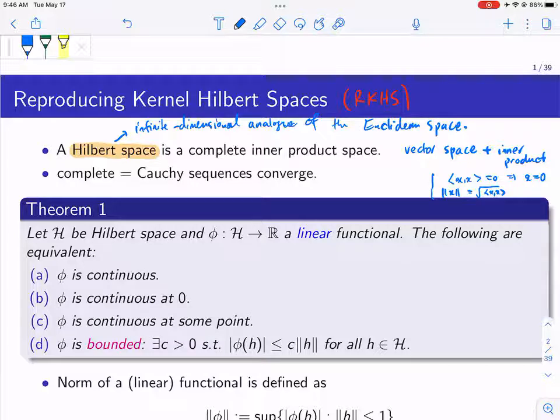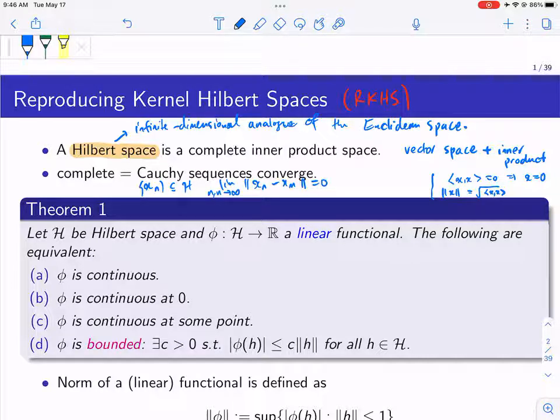So what does it mean to be complete? You guys remember? Yeah, okay. Cauchy sequences converge. Basically, if you have a sequence Xn in the Hilbert space, and Xn minus Xm, in the limit as m and n go to infinity, is zero, then it is a Cauchy sequence.